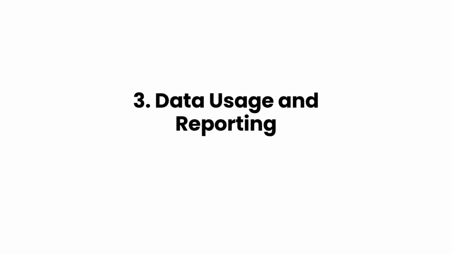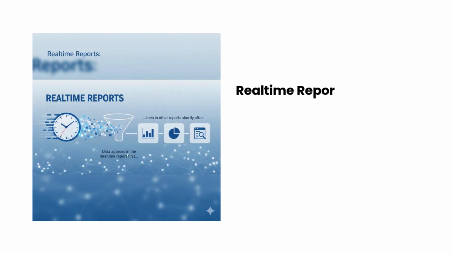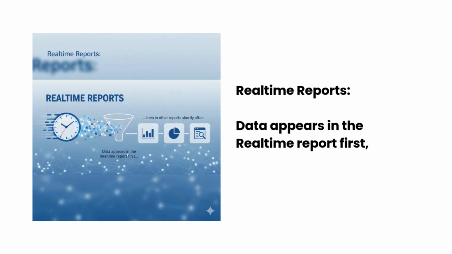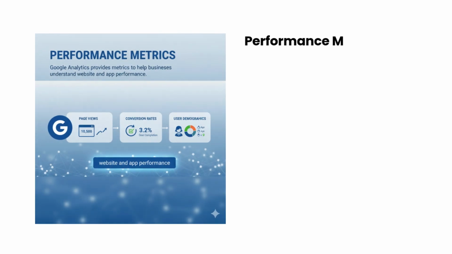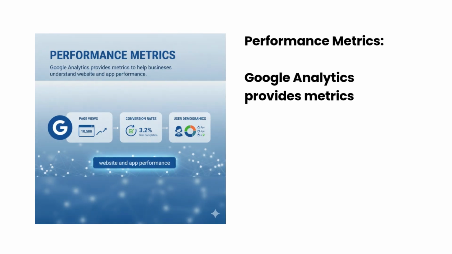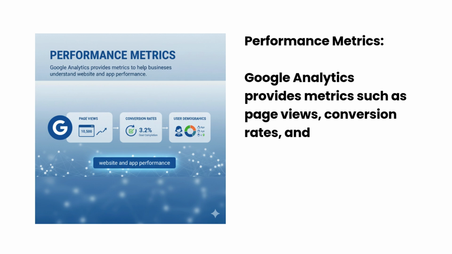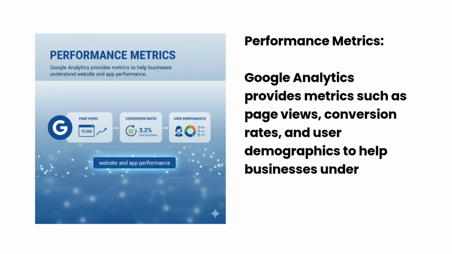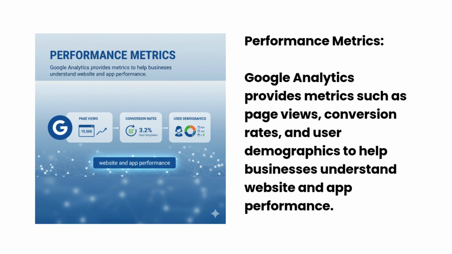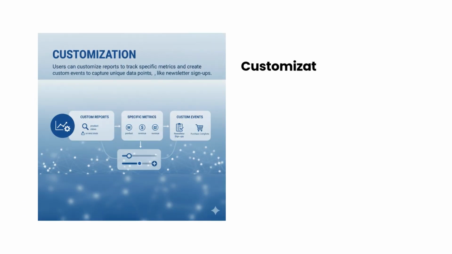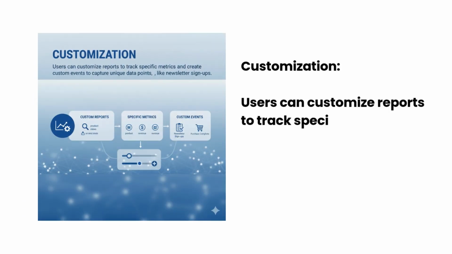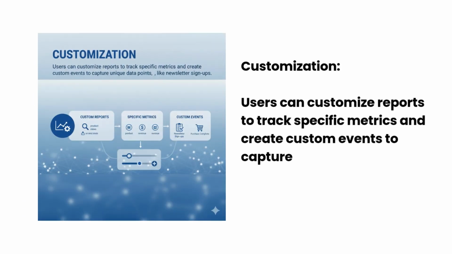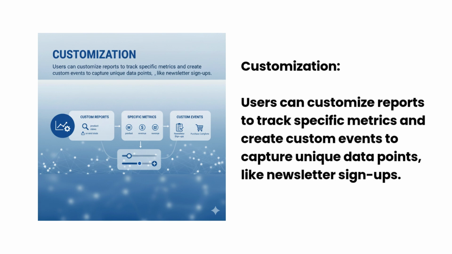Third one is data usage and reporting. Real-time reports: data appears in the real-time report first, then in other reports shortly after. Performance metrics: Google Analytics provides metrics such as page views, conversion rates, and user demographics to help businesses understand website and app performance. Customization: users can customize reports to track specific metrics and create custom events to capture unique data points, like newsletter signups.